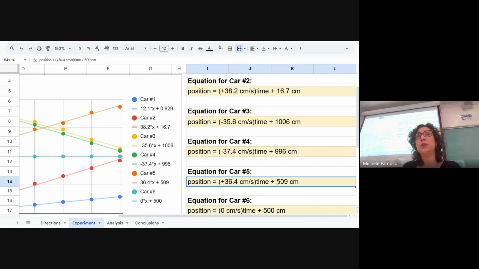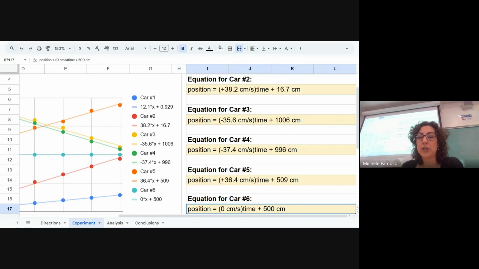If any of your numbers are different, you either mistyped it or you input a data point incorrectly in the original table, which means you've got to now figure out where you have an incorrect value typed in. Equation for car 6, you should have typed position equals parenthesis 0 cm/s, close the parenthesis, time plus 500 cm.